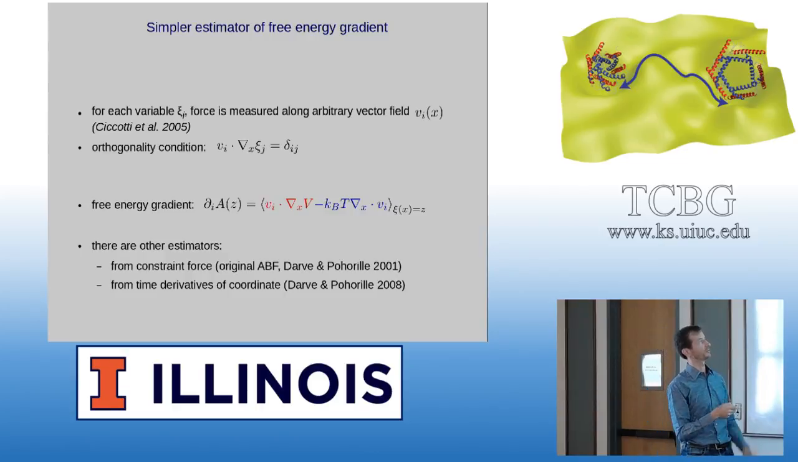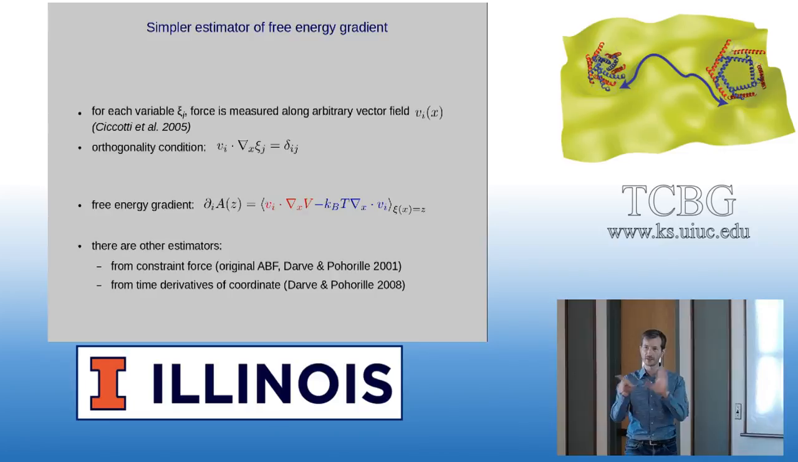But then if you have several coordinates, I want the measurement I'm doing on coordinate I to be orthogonal to the forces I'm applying on coordinate J. That's really to separate out what I'm doing with different collective variables, if I'm doing a multidimensional simulation with multiple collective variables. So that's just the condition, and that's enough. Any vector I can pick that follows this will work.